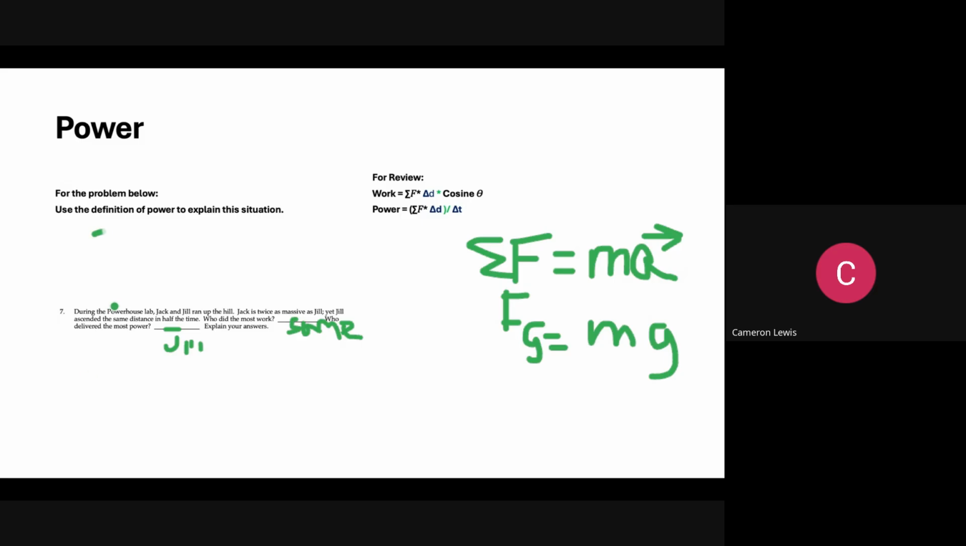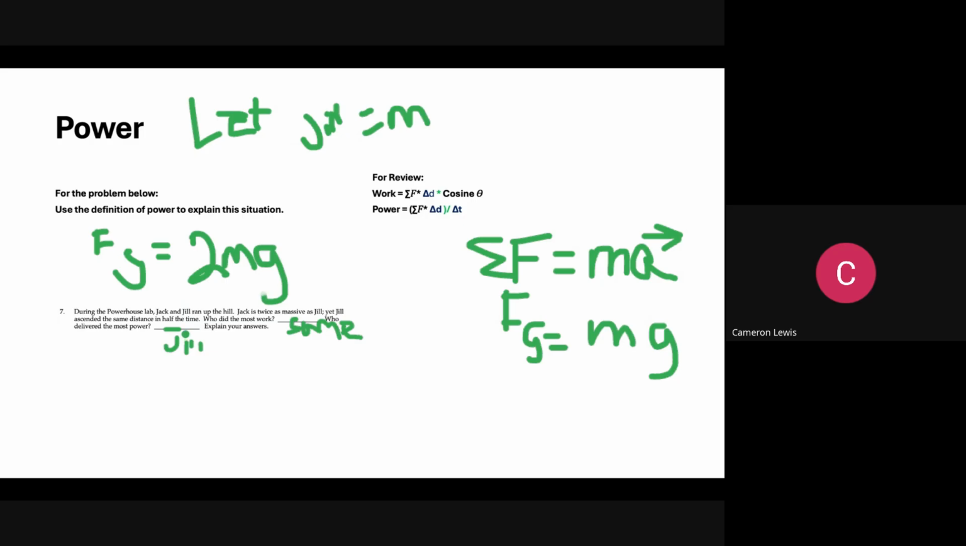So let's do Jack over here, let's do FG for Jack. That means if we do it based off of Jill's mass, let Jill's mass equal M. So if Jill's mass equals M, that means Jack's mass, because he's twice as massive, is 2M. So then his force, or weight, the force due to gravity, will be 2mg, whereas Jill's would just be mg.